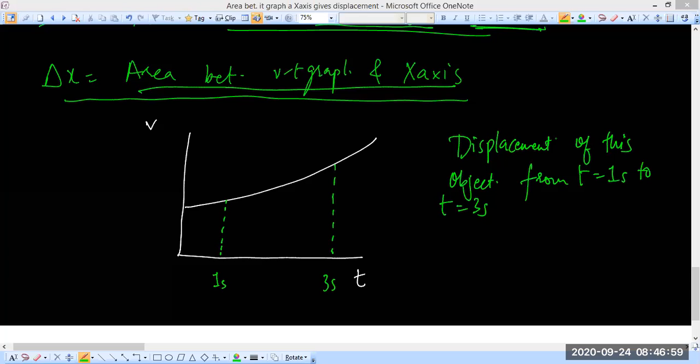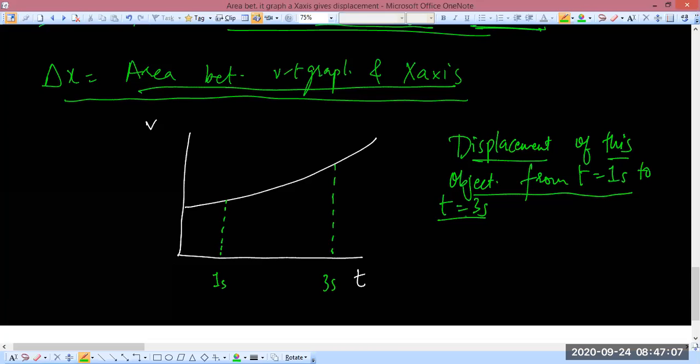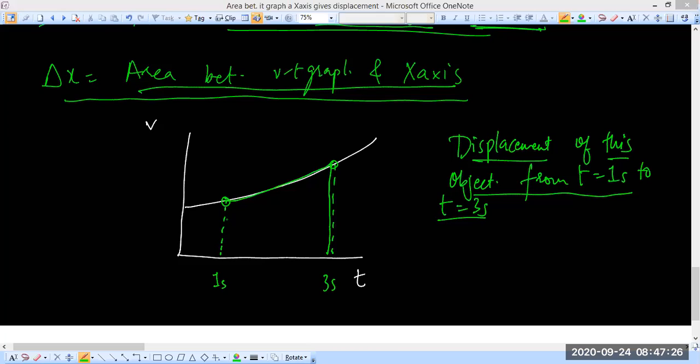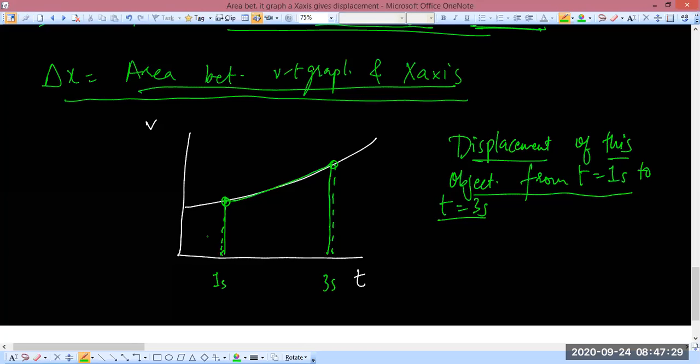Anyways, so I'm saying that if we want to find what's the displacement of the object from t equal to 1 second to t equal to 3 seconds, then do you realize that we should only be finding an area from here to here, right? We should not go beyond this. That is, this area is not useful and this area is also not useful. Agreed? We should only be finding an area between 1 second to 3 seconds, right?